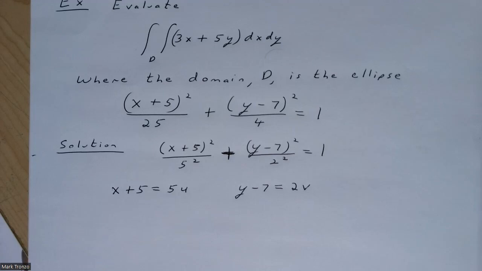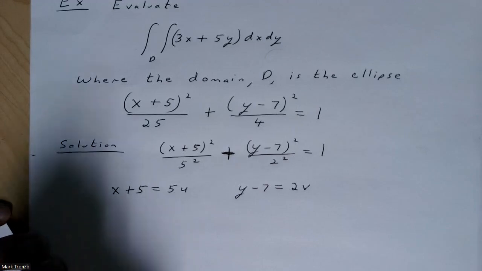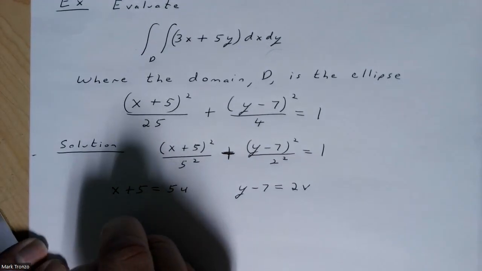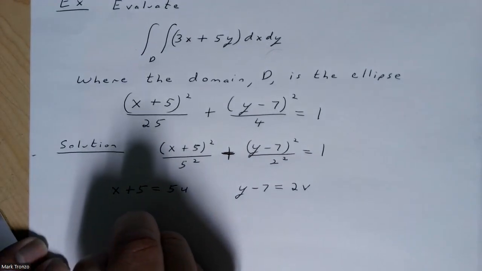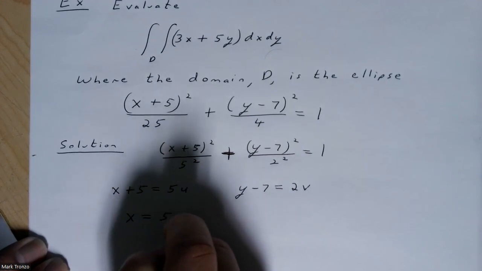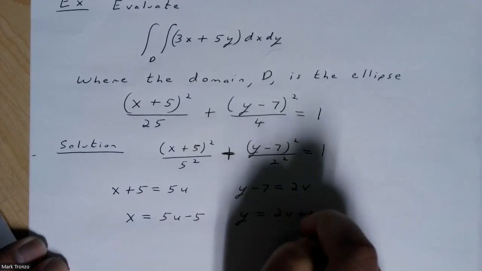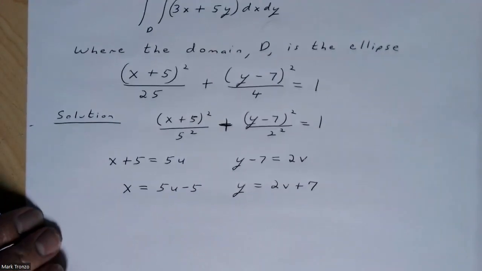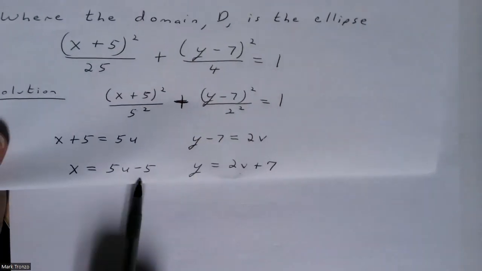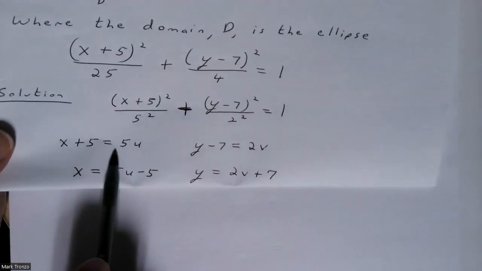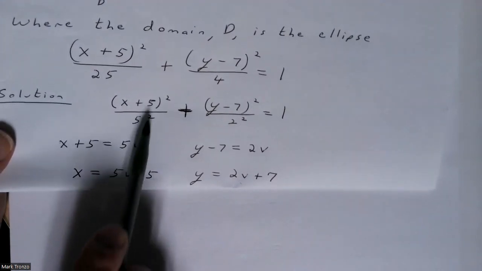And now the only thing we have to do is solve for x and y, because we'll have to find the Jacobian here in a minute. So x is 5u minus 5. y is 2v plus 7, like this. So let's go ahead and make these substitutions, like this substitution right here. Let's make that substitution into here to see what we get.